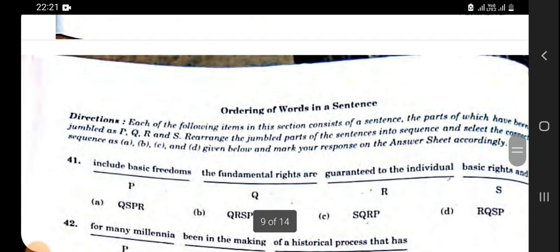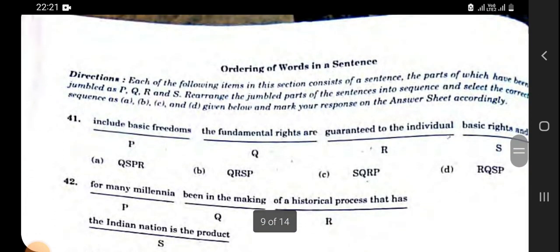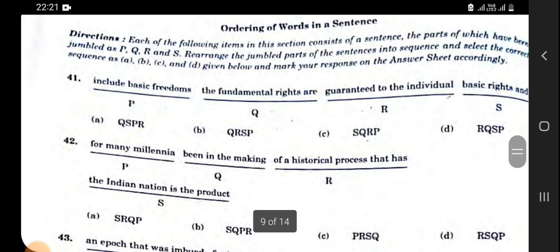Now let us move to the next part, that is ordering of sentences. Let us go for it.